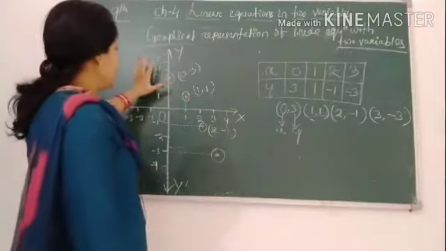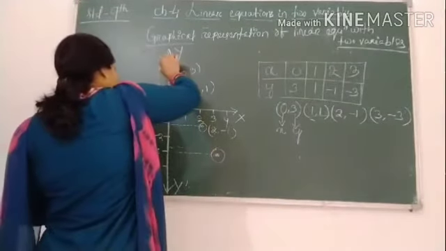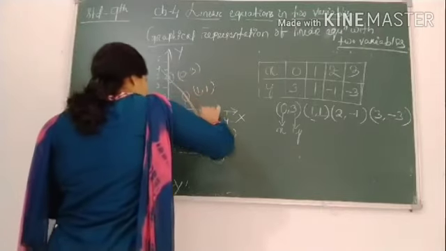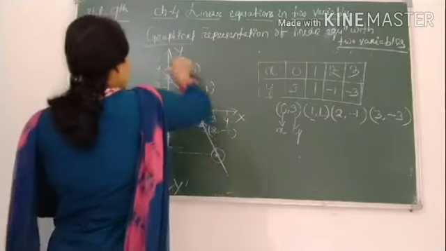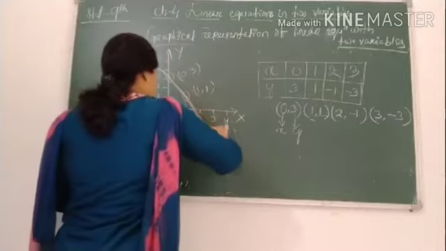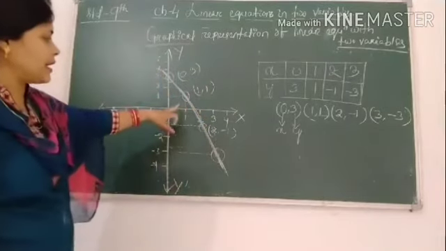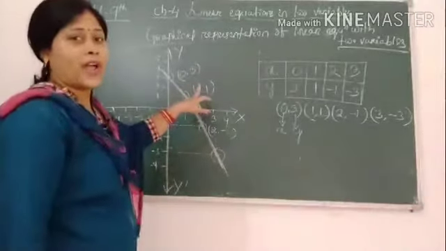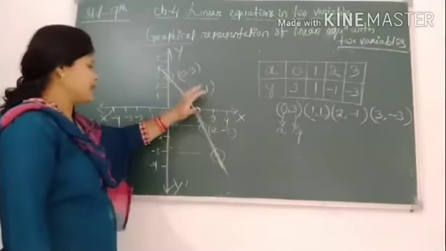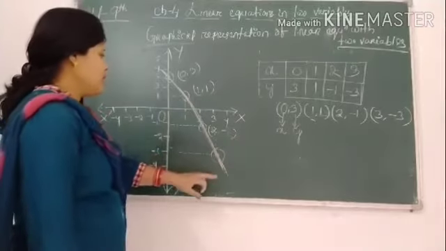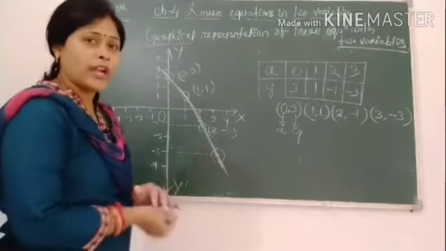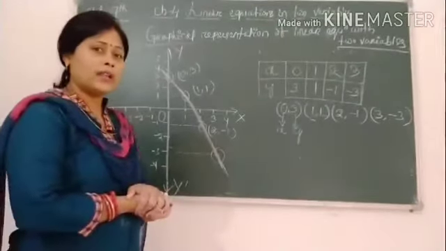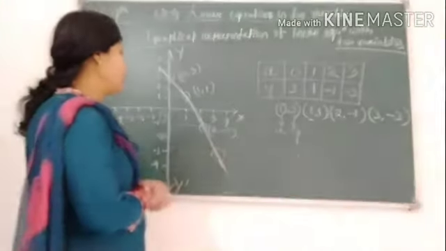Got it? If I join all the points, I will get a straight line. Look at here. If I join all the points, I will get a straight line. I have done it roughly here, that's why I am not getting the exact points. If you do not get a straight line, that means somewhere you have made a mistake. So be careful about that.